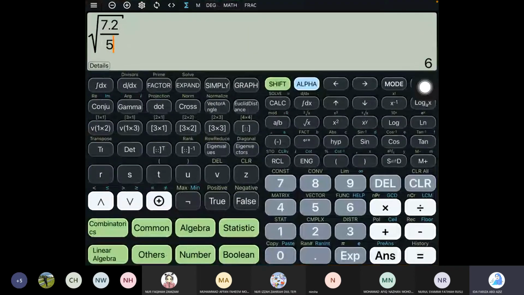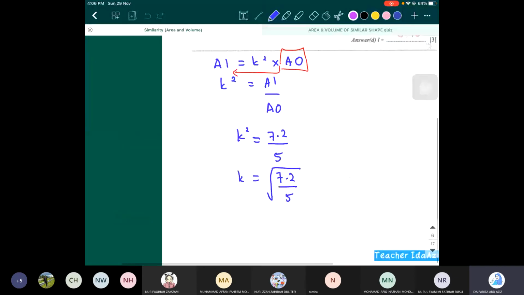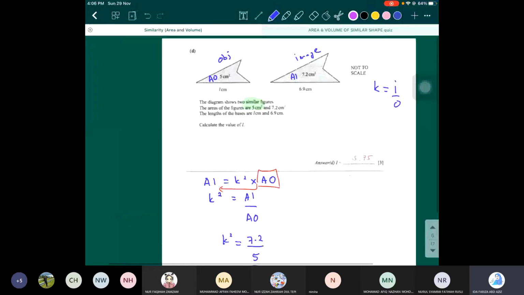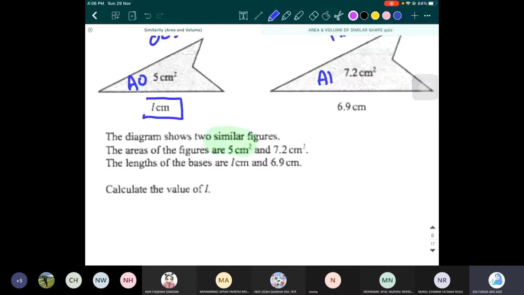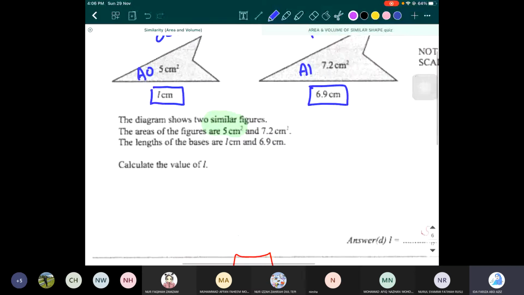Kalau tak dapat 1.2, dapat dalam bentuk pecahan, 6 over 5. Boleh juga, tak ada masalah. So K is 1.2. Now, what to do with this? Let's look back at the question. We are looking for L, and we have here 6.9.